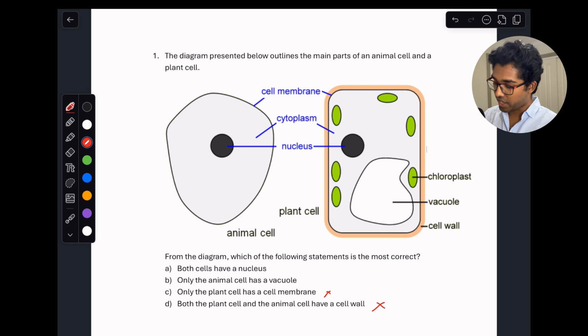Only the animal cell has a vacuole. Well, actually the animal cell doesn't have a vacuole. The only vacuole is in this one, right? So this question is effectively just spot the difference. So we know that the final answer is just going to be A.